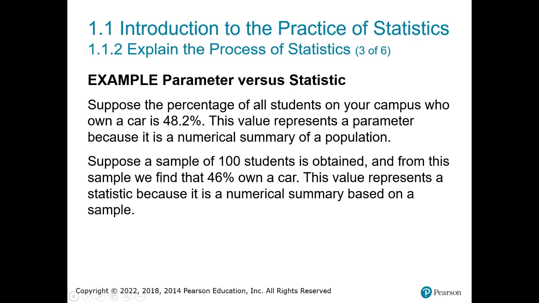Now, however, let's say I was only able to sample 100 students on my campus, and I got a value of 46% own a car. Note, the values are going to be close to each other, but this value is considered a statistic because it is based on a sample. So if you access the entire population, everybody, you have a parameter. If you've only taken a sample, you have a statistic.